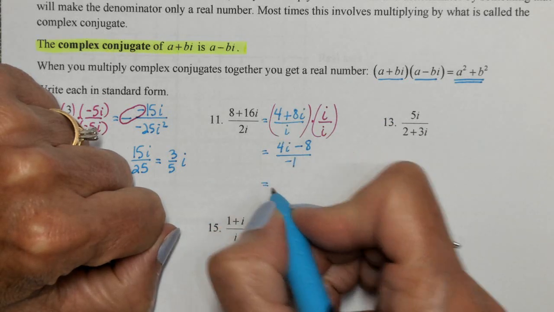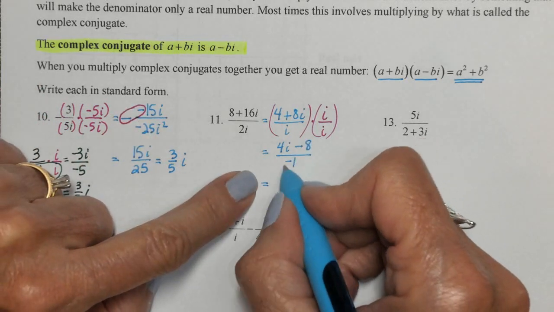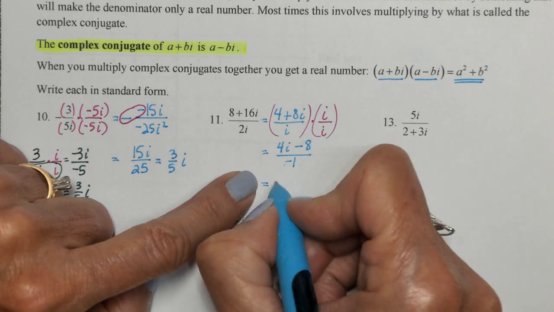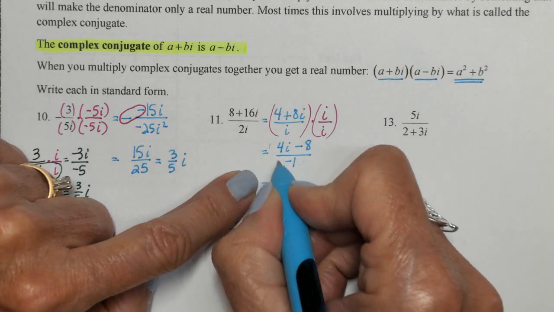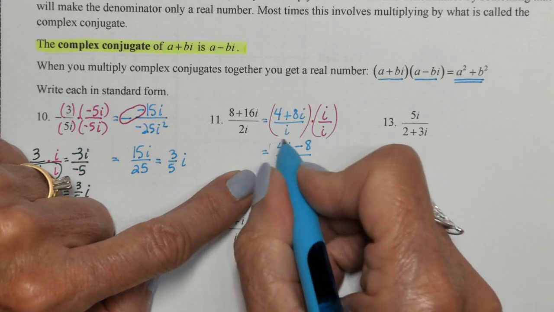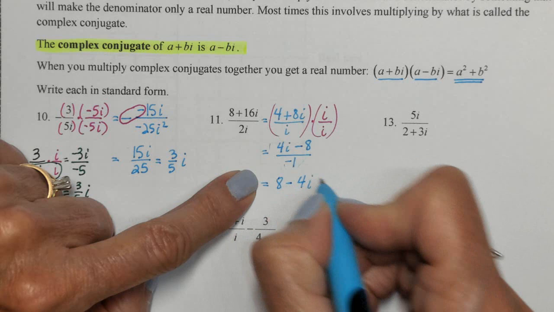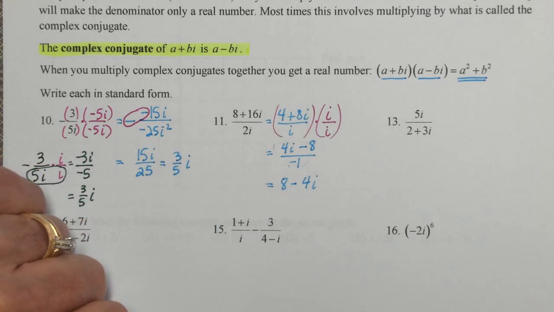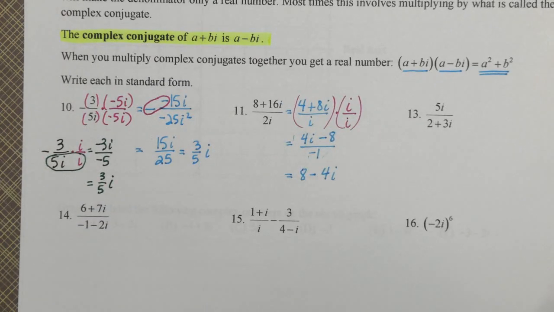So if we're writing it in standard form, which they tell us to do, this is negative 8 over negative 1, that's just 8, minus, or plus, 4i over negative 1. So minus 4i over 1. Okay? That's that.